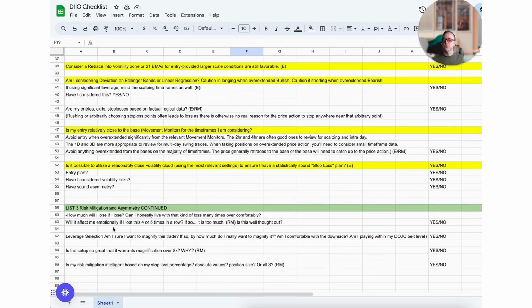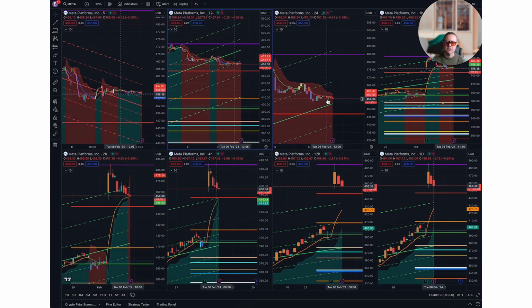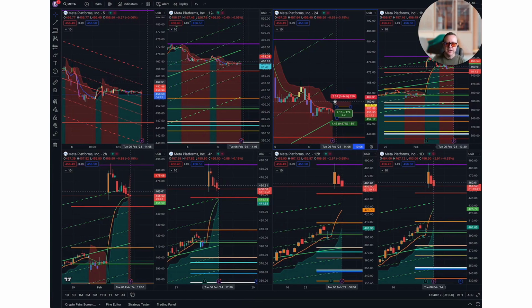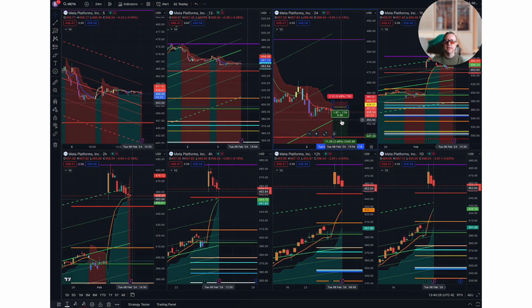Is it possible to utilize a reasonably close volatility cloud, using the most relevant settings, to ensure I have a statistically sound stop loss plan? In most of the trades that we've been discussing, that has been our goal, right? Here's Meta, and I'm just going to make this up. If I had this as my plan, that's what it's asking: can I use some sort of cloud to make it make sense?